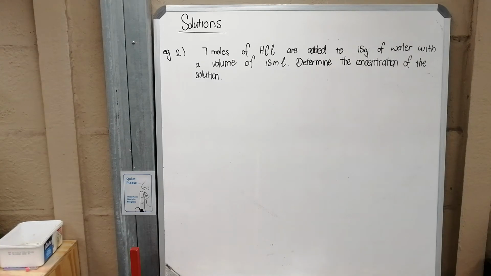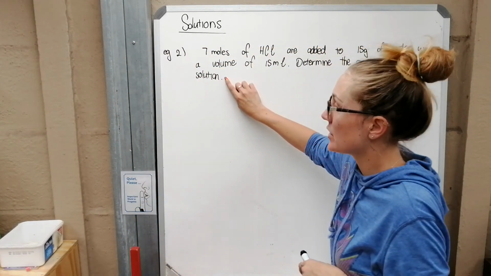Okay guys, so here's our second question. We've got 7 moles of HCl being added to 15 grams of water with a volume of 15 moles, and we have to determine the concentration of the solution. So, first off, we're dealing with a solution. It says it in the question.